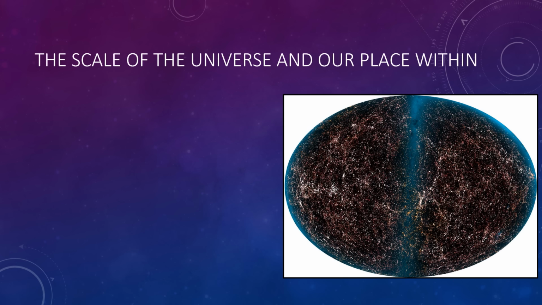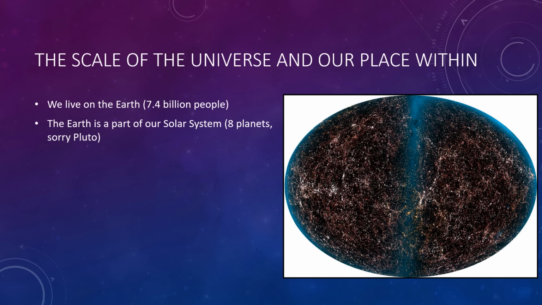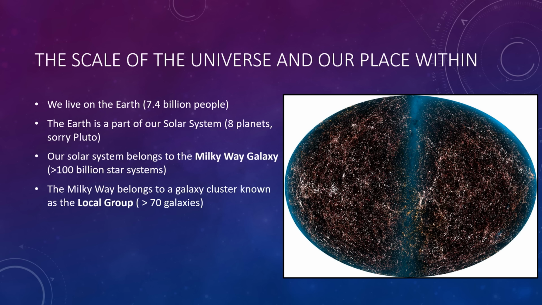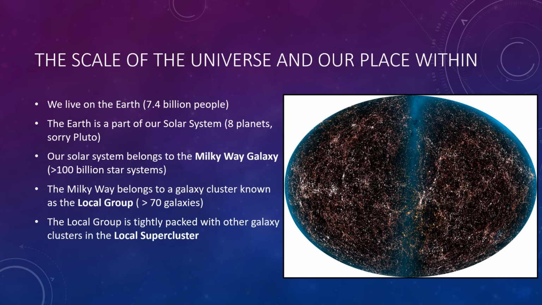So let's just take a look at the scale real quick. We live on Earth with roughly 7.5 billion people. Earth is a part of our solar system that includes 8 planets, not Pluto, sorry. At least not right now. Our solar system belongs to the Milky Way galaxy with about 100 billion star systems. The Milky Way belongs to what we call a galaxy cluster, and it has the specific name as the local group, which includes about 70 other galaxies.